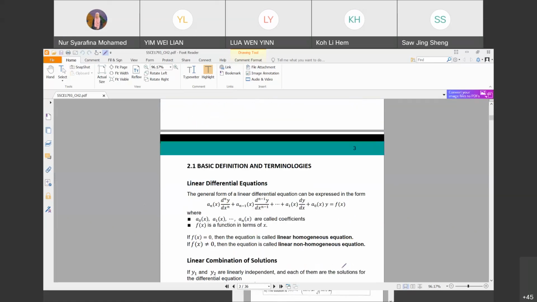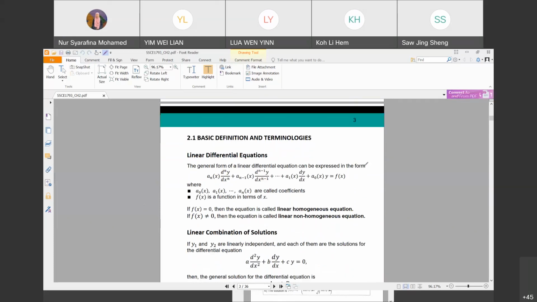Okay, so here we have the general form of a linear differential equation. So this is the general form: a_n d^n y/dx^n plus a_(n-1) d^(n-1) y/dx^(n-1) and so on, until a_0 y, equals f(x). So those a_0, a_1, up until a_n here are called coefficients, and f(x) is a function of x.